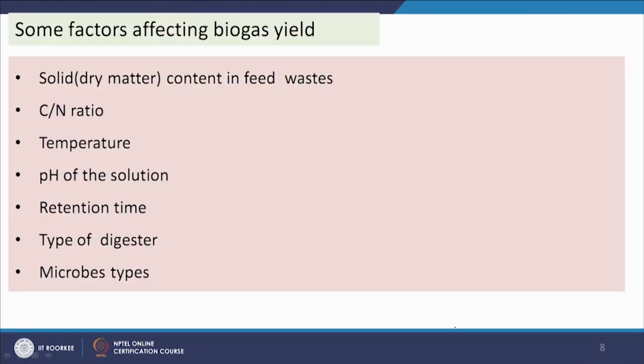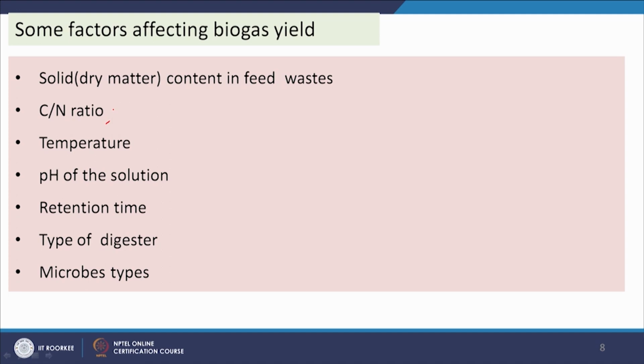Now, we will see different factors which influence the performance of anaerobic digestion. First, the solid or dry matter content in the feed wastes: what is the solid content in the feed? It may be sludge, or any slurry containing organic compounds or biomass. And then the C by N ratio, that is, the carbon to nitrogen ratio.